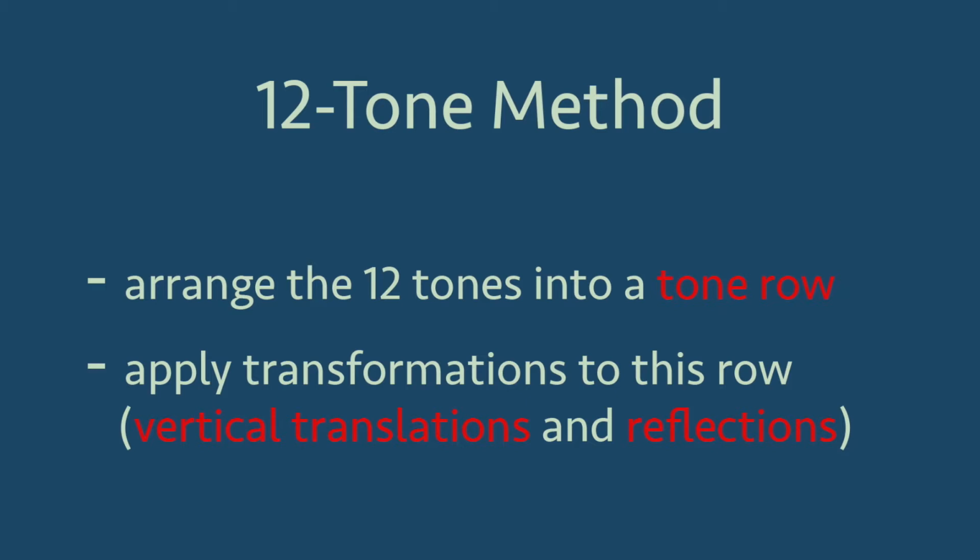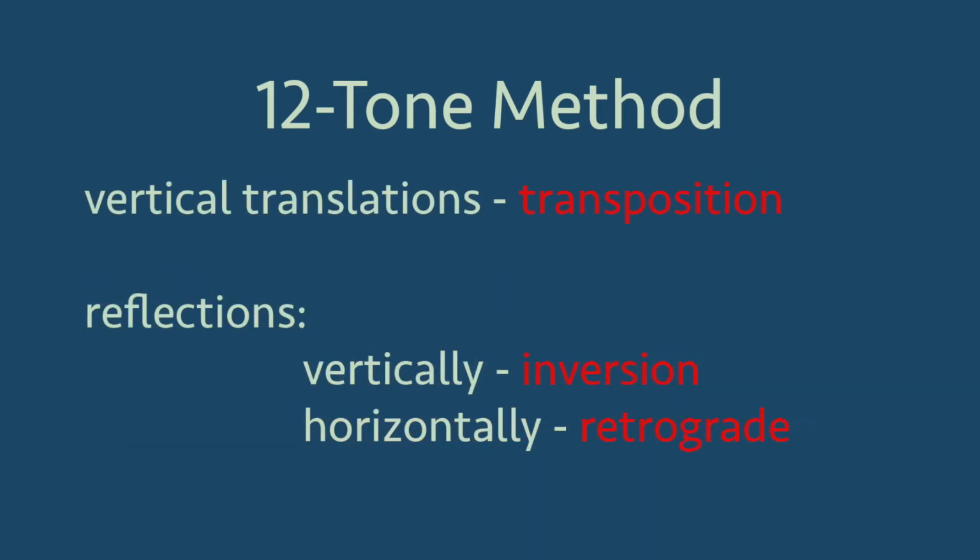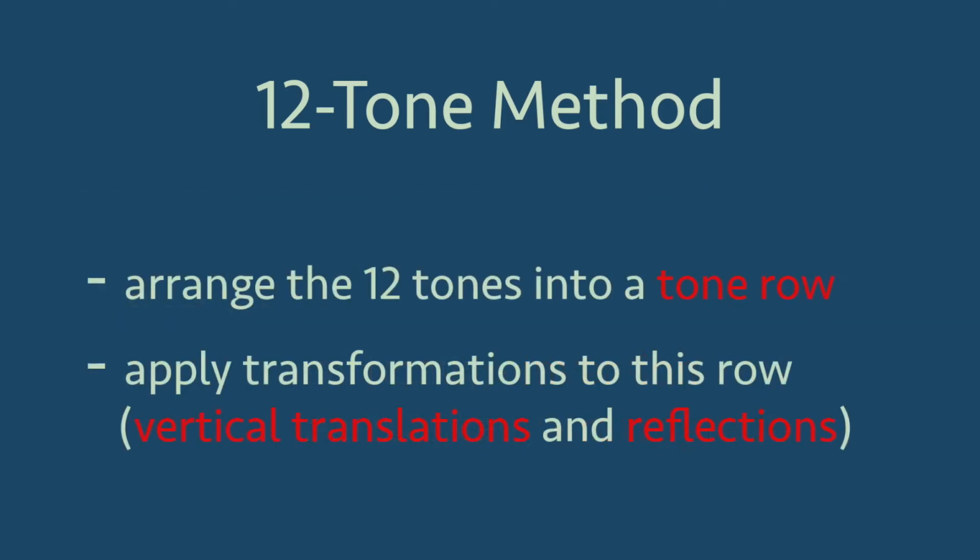Vertical translations up and down the musical staff, also called a transposition. Flip the notes vertically, called an inversion, or flip the notes horizontally, called a retrograde, playing the row backward. This method involves some concepts that we see in mathematics. The factorial is used to determine how many 12-tone rows are possible. And transformations, vertical shifts and reflections, are used to manipulate these rows. In this video, we will hear some simple examples of 12-tone music and also discuss these related mathematical topics.